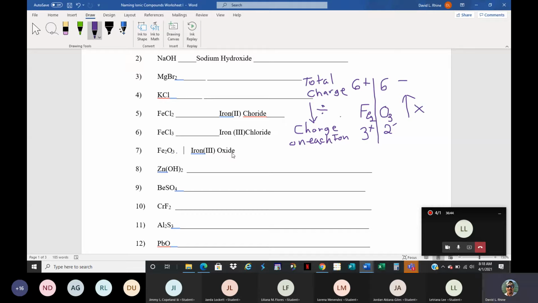So again, this is a case where the subscript of the partner tells you what the Roman numeral is. Probably 80 or 90% of the time you can get away with that process. But I needed to show you how to do this process of determining the charge on each individual ion, because it's a skill you need if you're going to take more chemistry, and it'll help you.